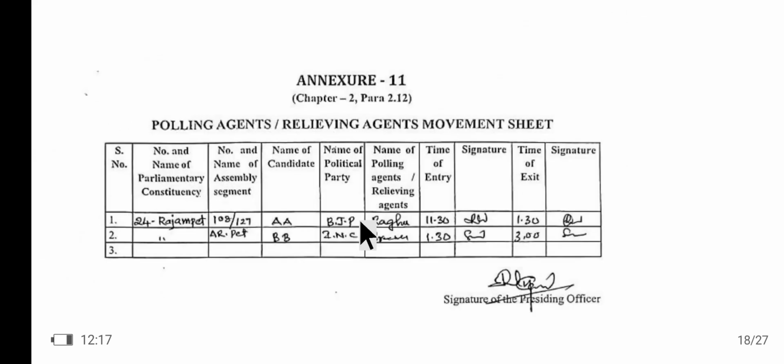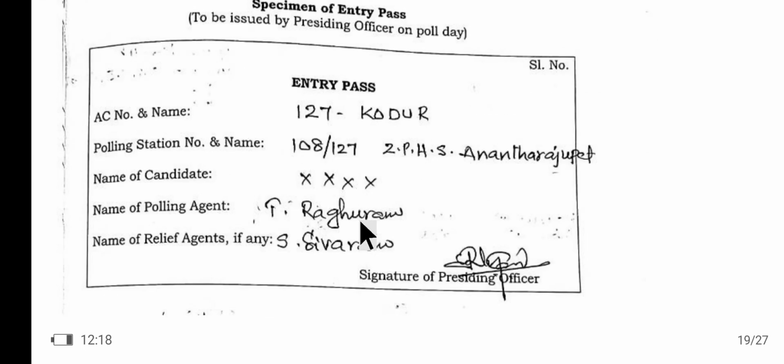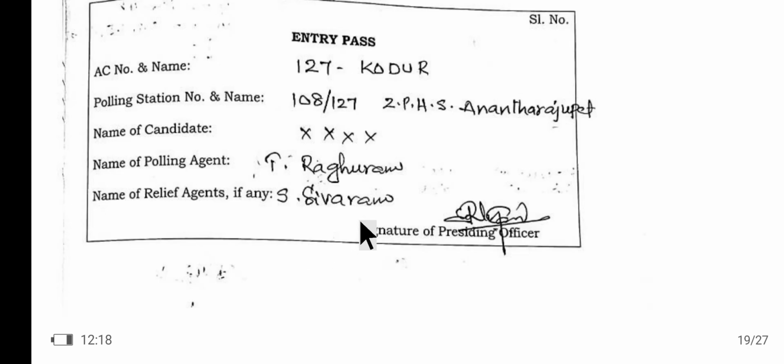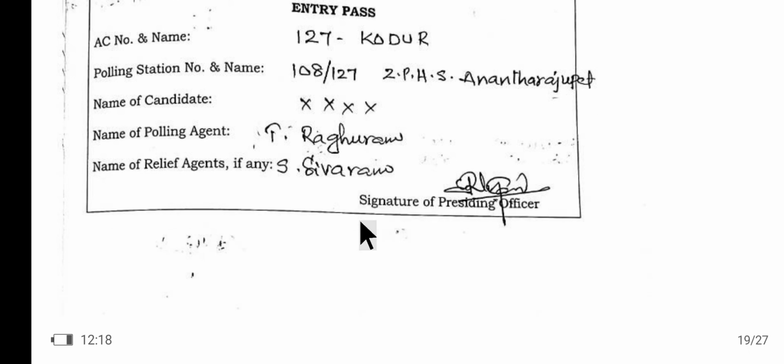Now let's move on to Annexure 11, polling agents relieving agents movement sheet. If there are any agents who want to move out or exit for some urgent purpose, then you have to keep a record of their movement or exit. This table provides the polling agents relieving information or movement information. This is followed by the polling agents entry pass. This is the specimen sample copy. If they want to go out or come in again, this should be the record of evidence.